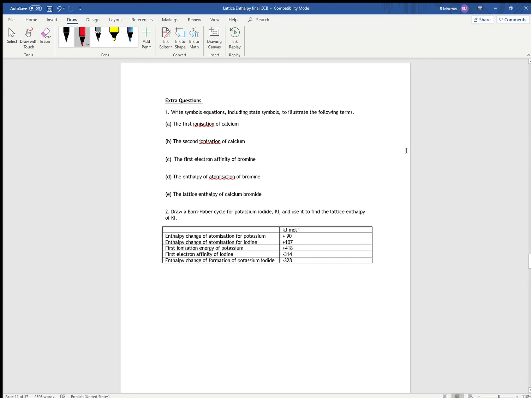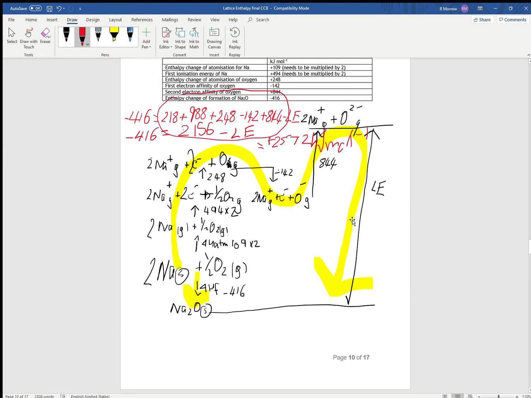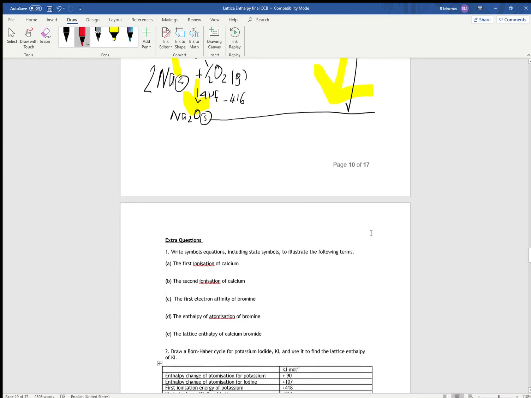Okay, so we're going to have a look at another few of the questions from the Born-Haber cycles and lattice enthalpy calculations for the AT chemistry. So I did a video previously on this, and we are currently on page 11 of the questions. In the last video I've done the questions down to page 10, so I'm going to pick up from here.